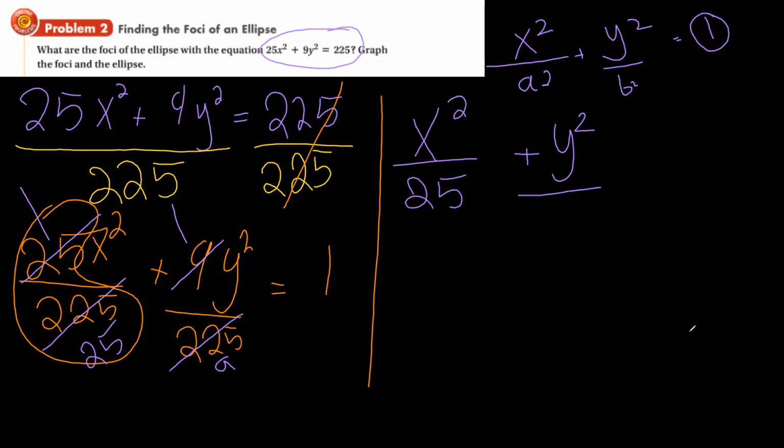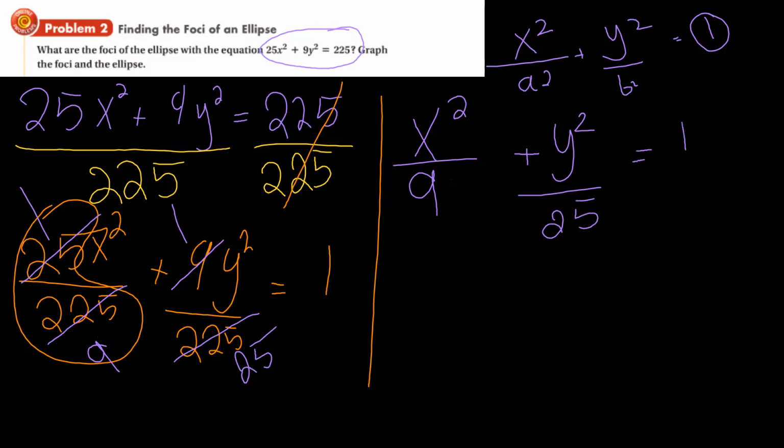225 divided by 9 is 16. Teacher, yes? 225 divided by 25 is 9. It was 625. Thank you. No worries. So it is 9, plus 9 over 1, it will be 25. It will be now 1.